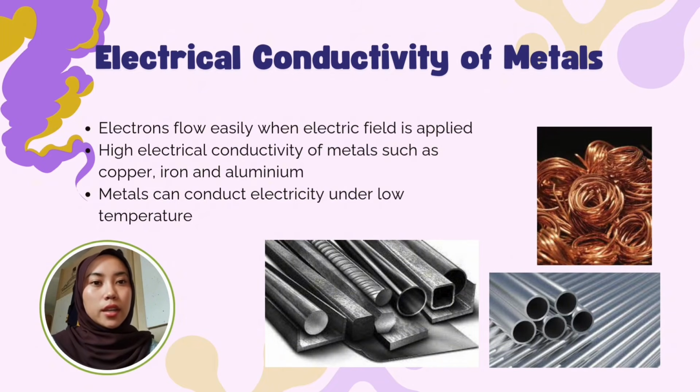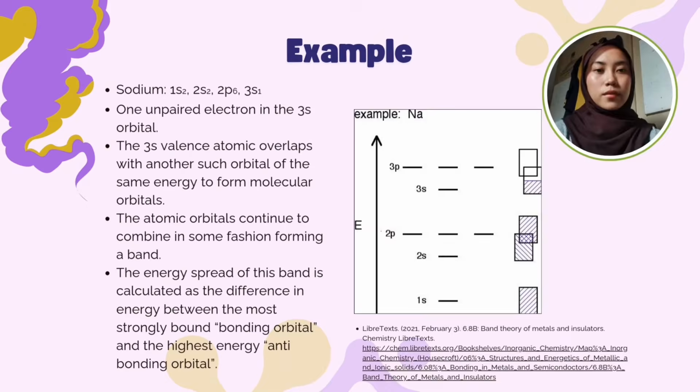This explains the high electrical conductivity of metals such as copper, iron, and aluminum. Under low temperatures, metals can still conduct electricity because free electrons are already present.